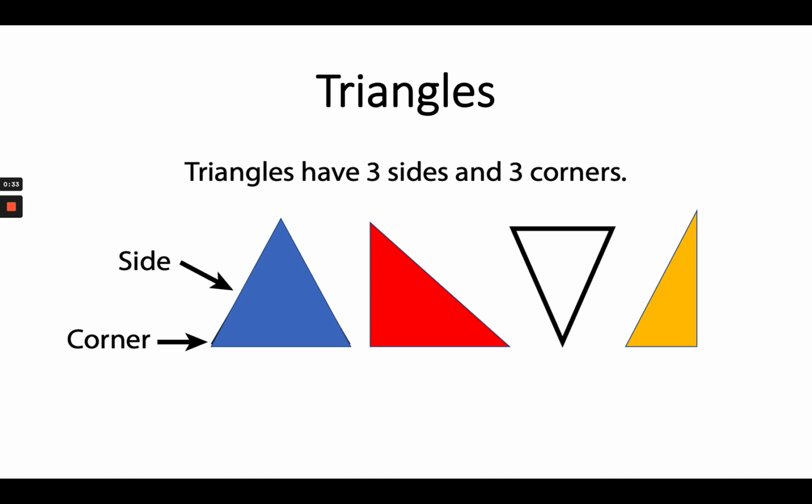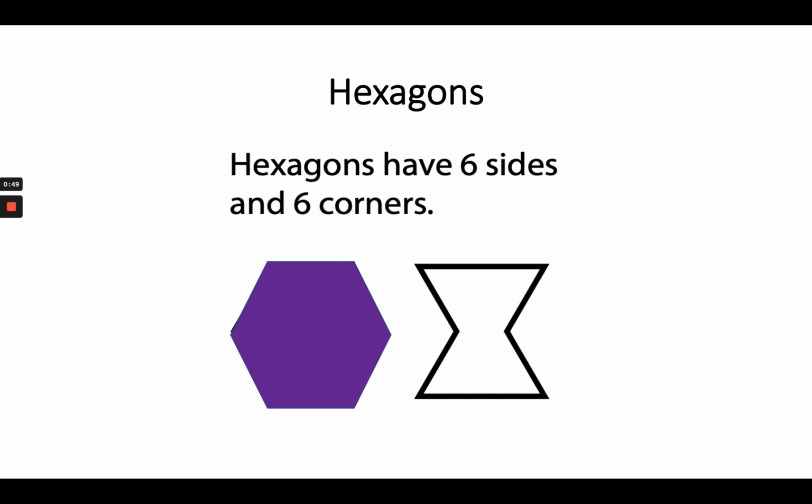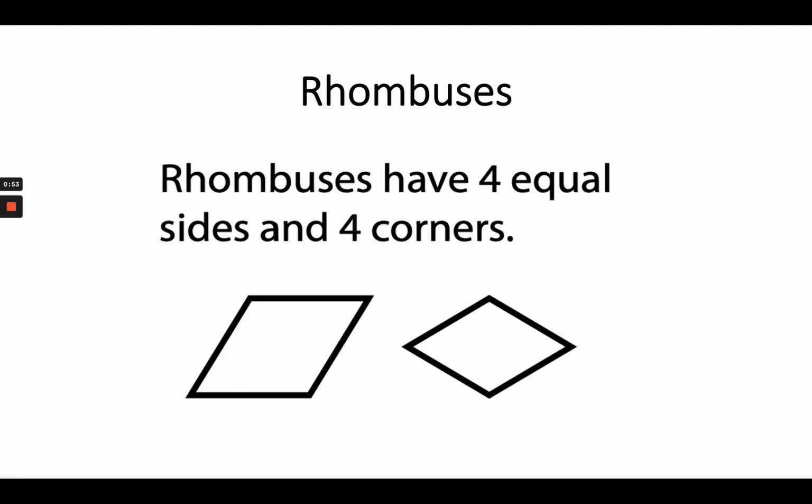The first shape we're going to talk about is a triangle, and we know that triangles have three sides and they also have three corners, and corners are just where two sides meet. Okay, so you can see these are four different types of triangles that you may see. Hexagons have 6 sides and 6 corners.